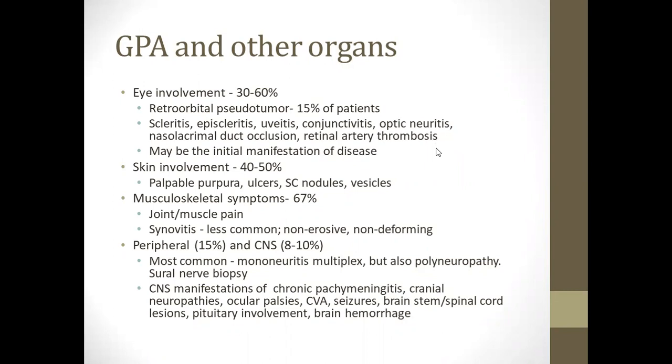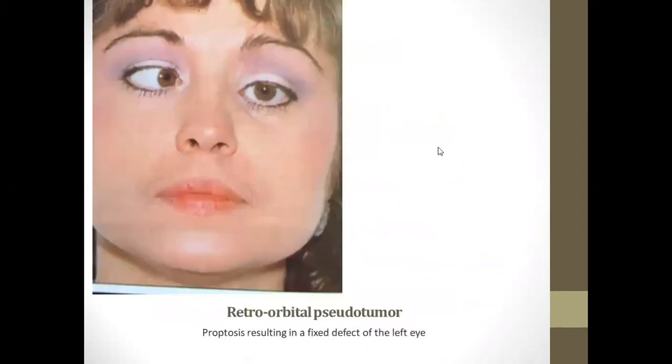They can have skin involvement, ulcers, nodules, vesicles, and what we think of commonly as a palpable purpura. They can have joint complaints. Maybe they're just achy, but they can also have a migratory inflammatory arthritis and occasionally synovitis. The neurologic involvement, we talked about the mononeuritis multiplex, which nerve biopsy can help define. They can have chronic pachymeningitis, cranial neuropathies, ocular palsies, strokes, seizures, brain hemorrhage, just a lot of different neurologic issues there.